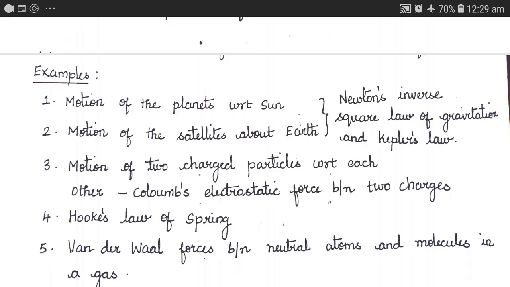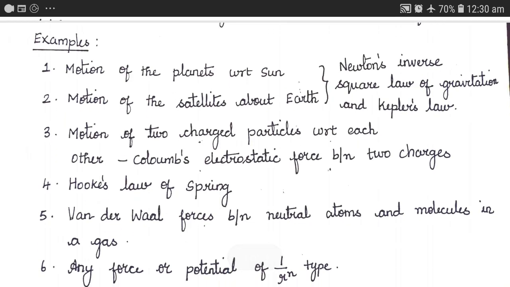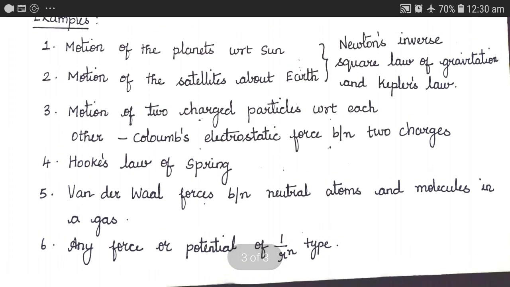Next, the motion of two charged particles with respect to each other, or Coulomb's electrostatic force between two charges, comes under central force. Then Hooke's law of spring, that is Hooke's law of elasticity, also involves central force. The van der Waals force between neutral atoms and molecules in a gas, and any force or potential of the type 1/r^n all come under central force.